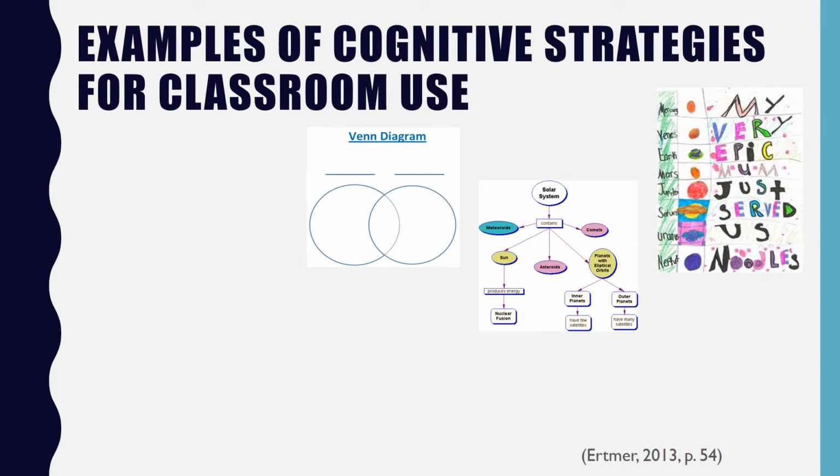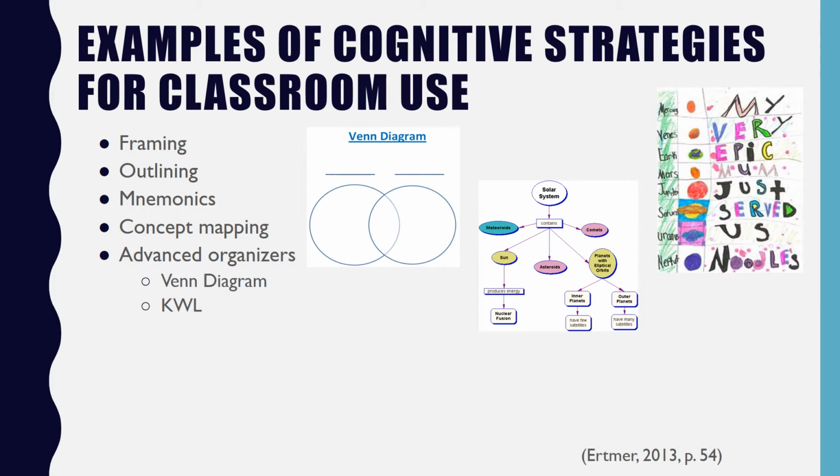A main idea of a cognitive classroom is the organization of student learning. Some strategies that help create organization of thoughts are framing, outlining, mnemonics, concept mapping, and advanced organizers. One example of an advanced organizer is a Venn diagram. A Venn diagram can be used to not only organize thoughts, but also activate prior knowledge by comparing something that they know already to something they are learning.